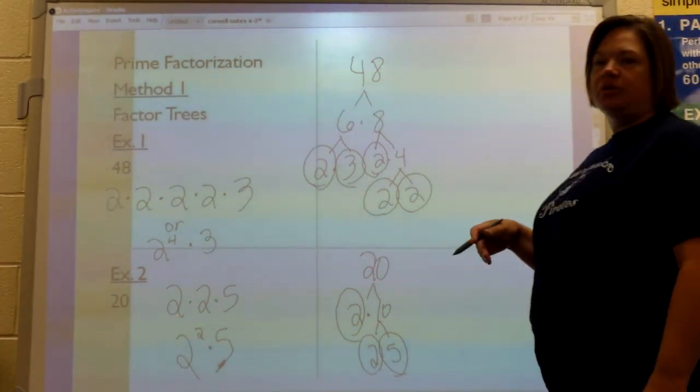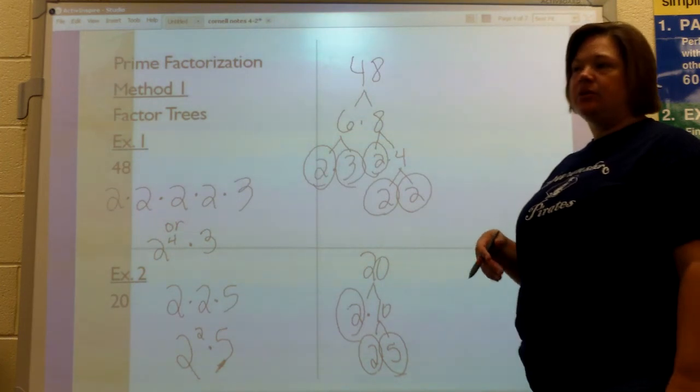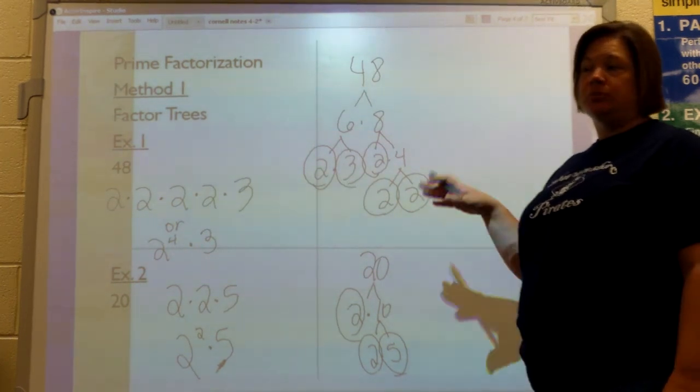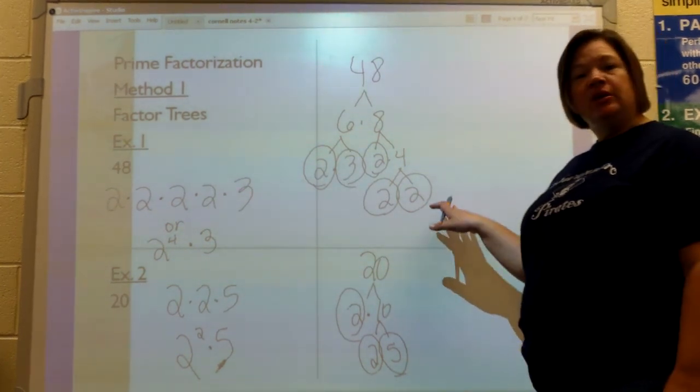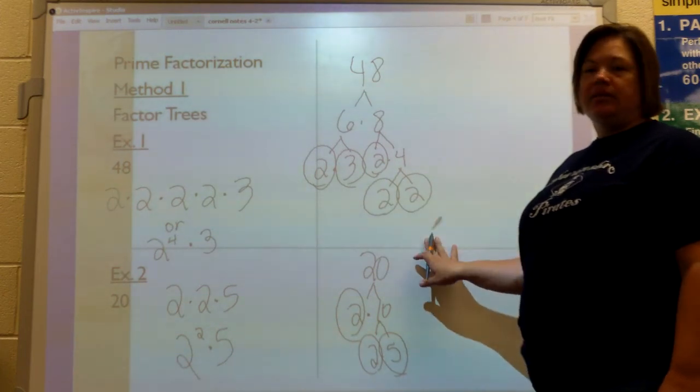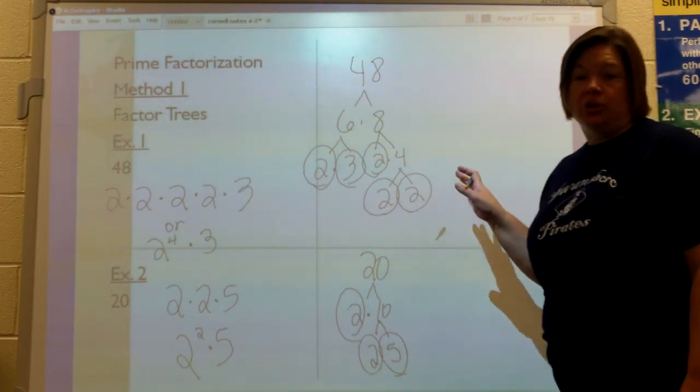Okay? Tomorrow we're going to look at the ladder method. So in class tomorrow we're going to do some problems with factor trees, practice those, and then on the next day we'll be working on the ladder method.